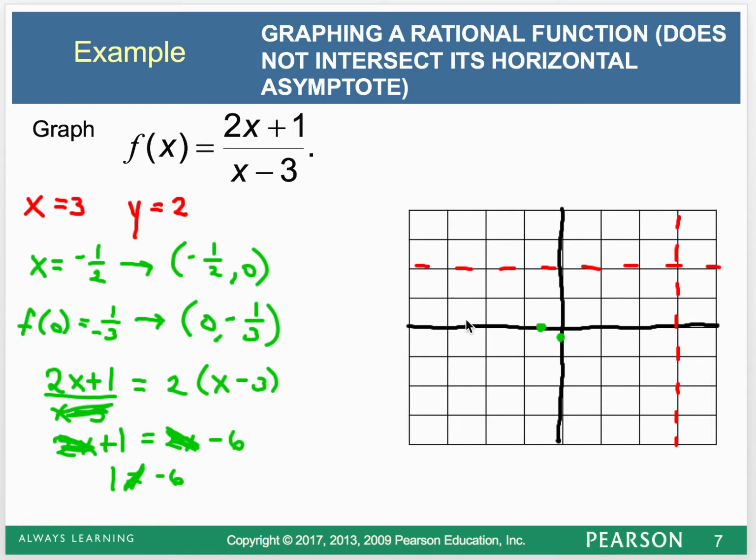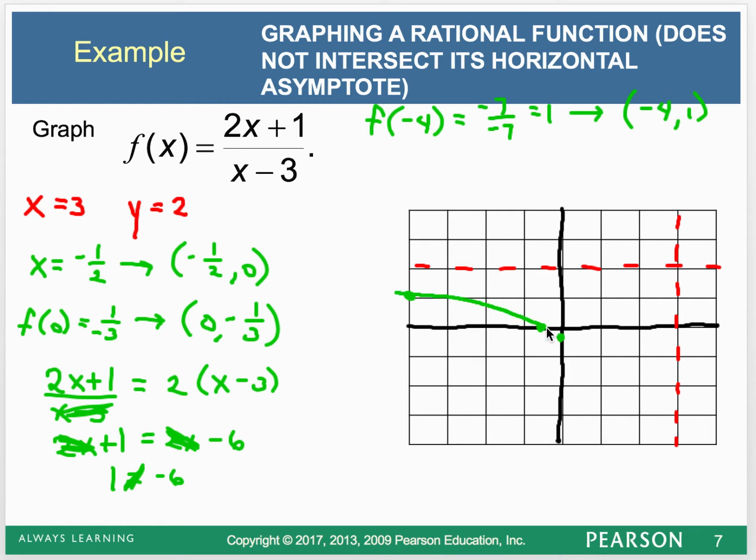Let's do f of negative 4. F of negative 4 is negative 8 plus 1, negative 7, over negative 4 minus 3, negative 7. So it's 1. Remember, that's a point. That's the point negative 4, 1. So negative 4, 1.